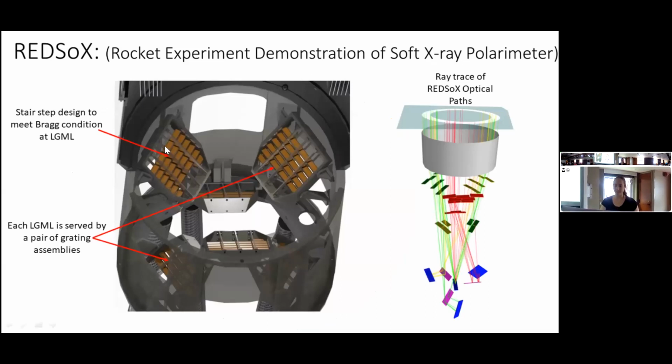So we've stair-stepped these gratings so that they can all come in and meet the Bragg condition in the right way at our mirrors. And as you can see again, there are these pairs of gratings, they're kind of at different spots just to satisfy this. So we've got a ray trace here, which I don't expect you to be able to make any sense of, just to know that we have done it and it works.